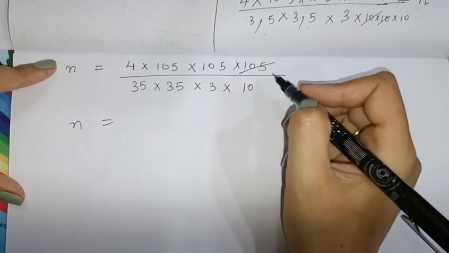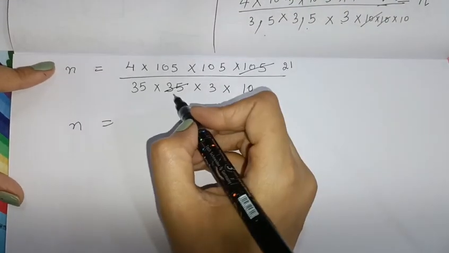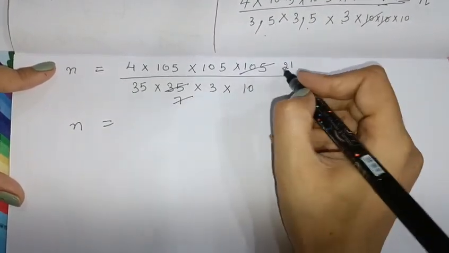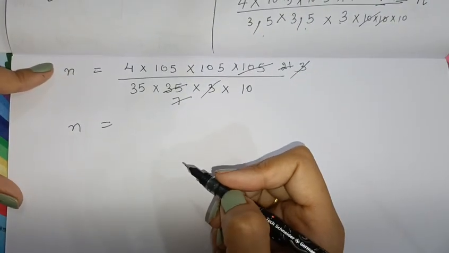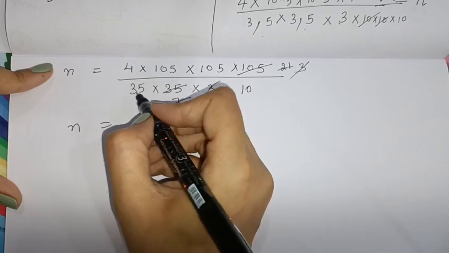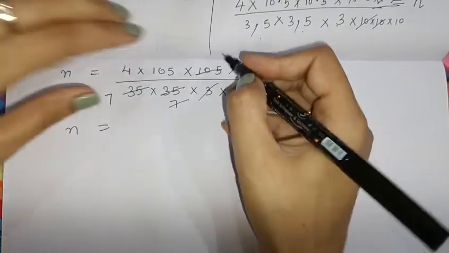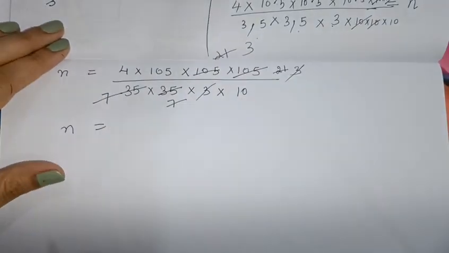So 5 into 21 and 5 into 7. 7 into 3 is 21. 3 and 3 will get cancelled. Now again same way we will do. This is 5 into 7 and this is 5 into 21. Again 7 into 3 is 21.